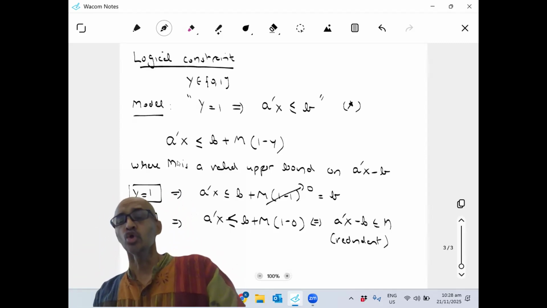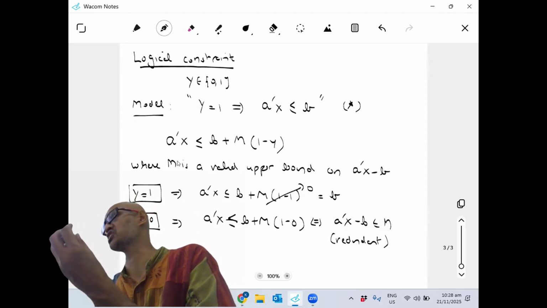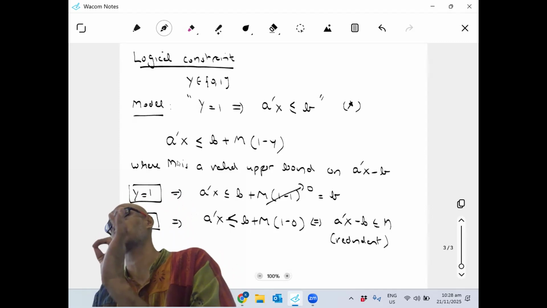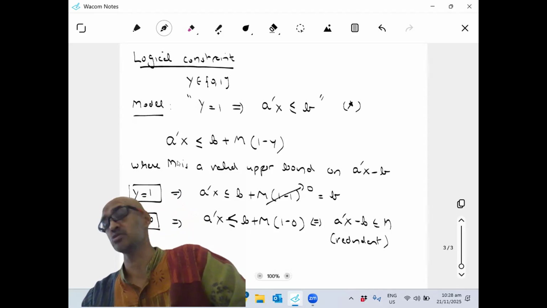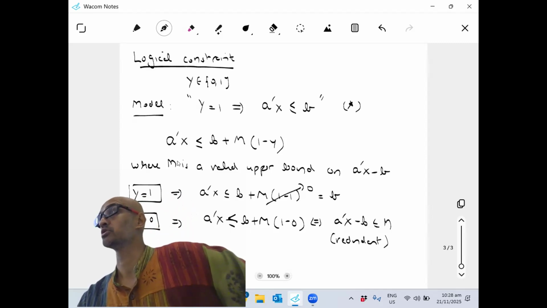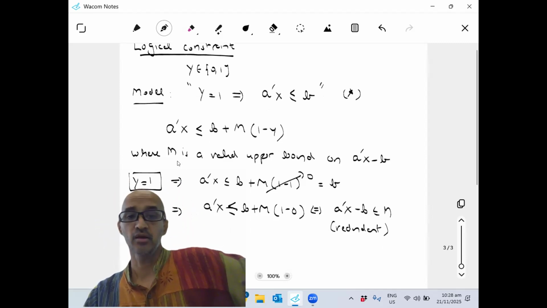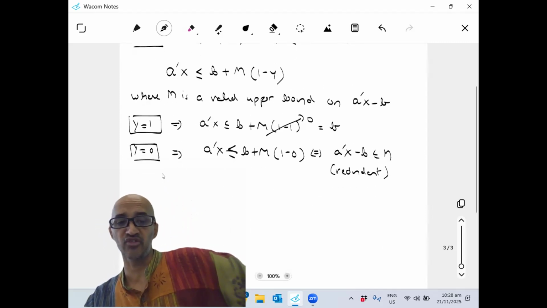So when you're doing logical implications, you want to be careful that you don't force constraints beyond what is expected. You're trying to model this logical implication, and this will be the way to model it. Clear?